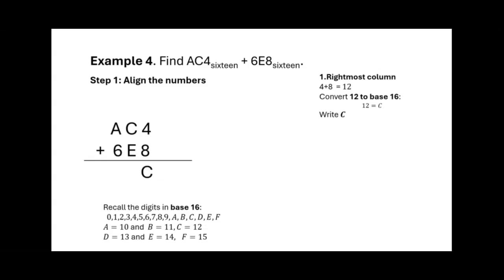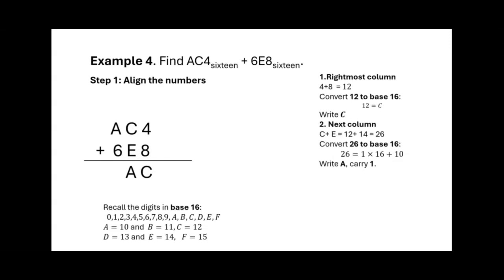So my first step, as always, is to add the digits on the rightmost. This is 4 plus 8, which is 12 in regular numbers. And then you convert it to base 16. According to the digits, 12 in base 16 is C. So there's not much of a conversion, you just use the symbol that represents 12. And then I move on to the next column.